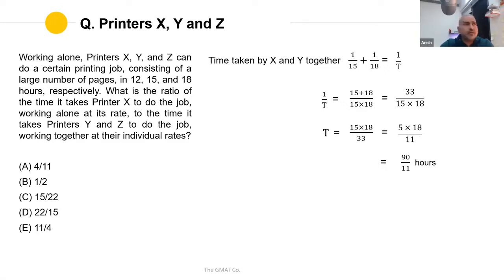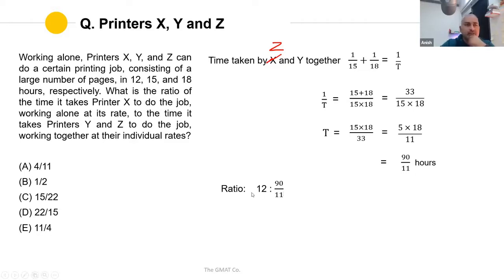That's how long this should be X and Y. This should be Y and Z. My bad there. That's how long the two would take working together. What do we need to figure out? The ratio of 12 hours is to this, 90 by 11 hours.